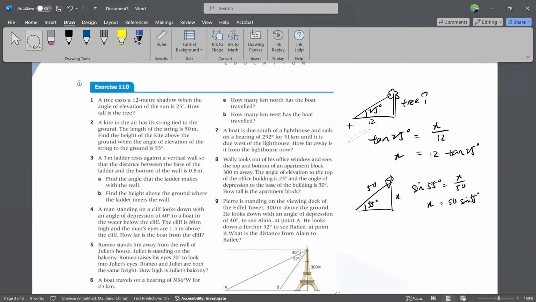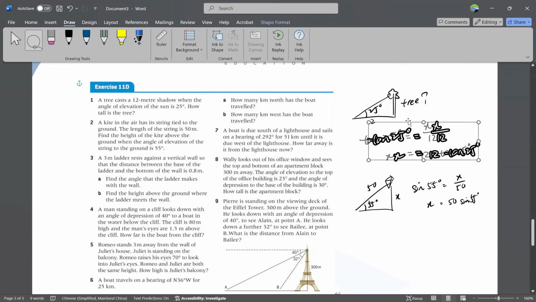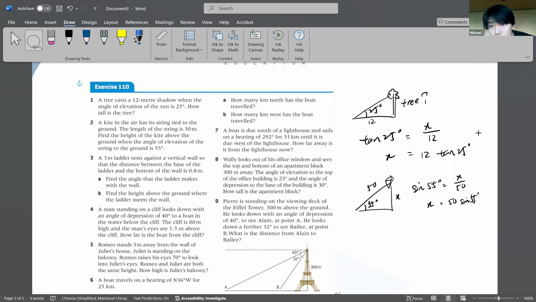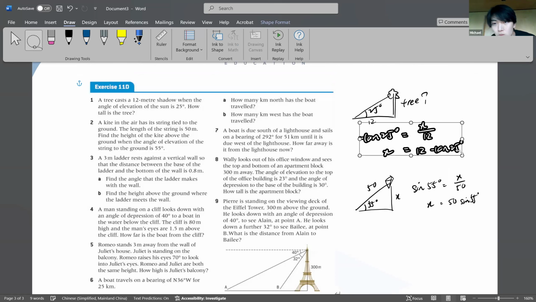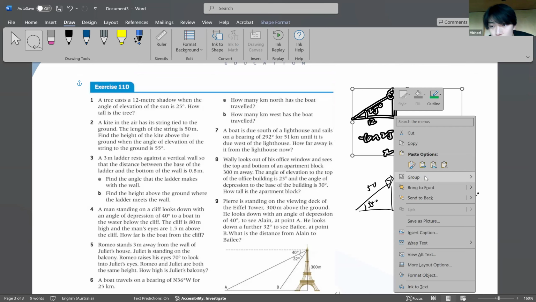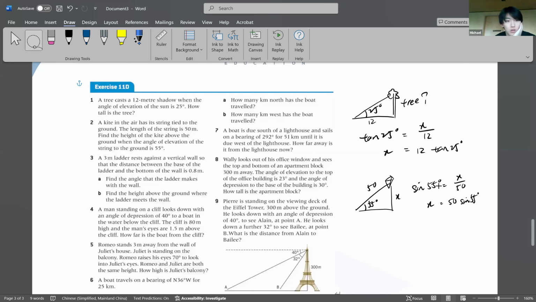Cos inverse, open brackets 0... Wait, just give me 1 second. Let me group this first. All right, cool. Question 3 is a 3-meter ladder against the wall. You've got a ladder, the ground. This is a 3-meter ladder. The distance between the base and the wall is 0.8.